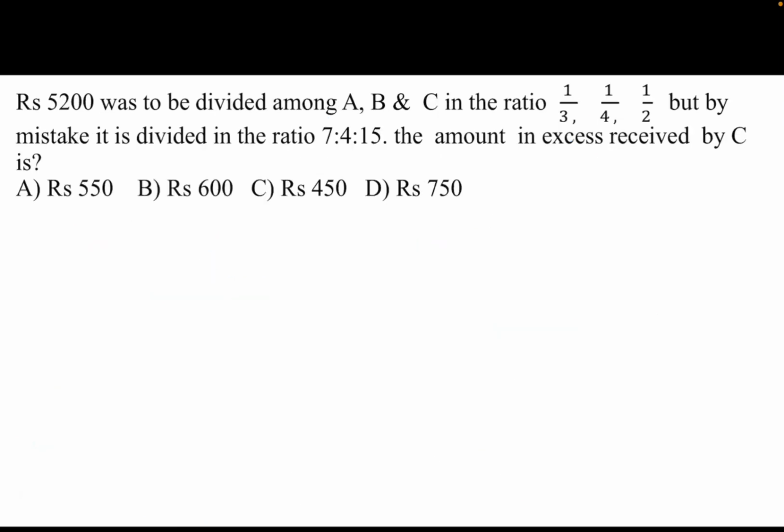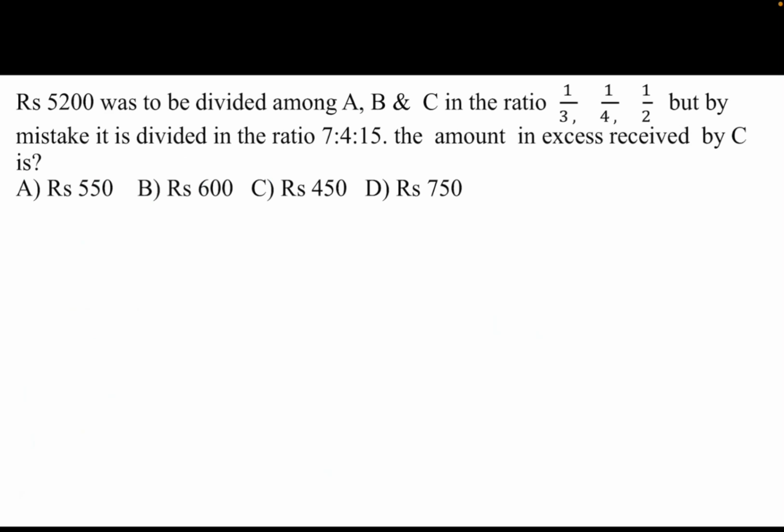Rupees 5200 was to be divided among A, B and C in the ratio 1/3, 1/4 and 1/2, but by mistake it is divided in the ratio 7:4:15. The amount in excess received by C is?